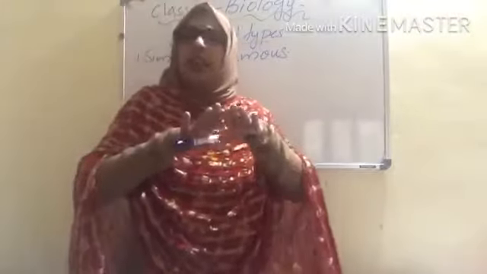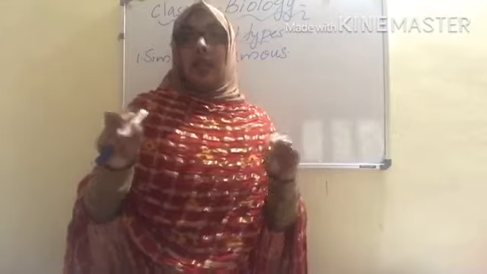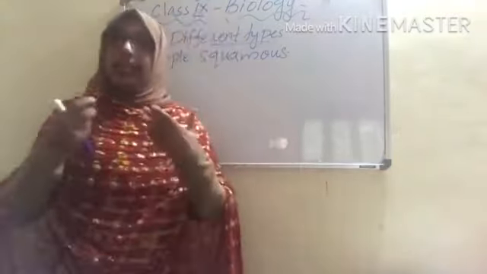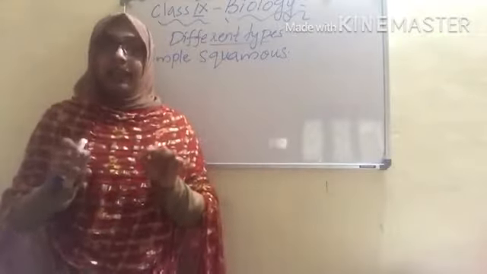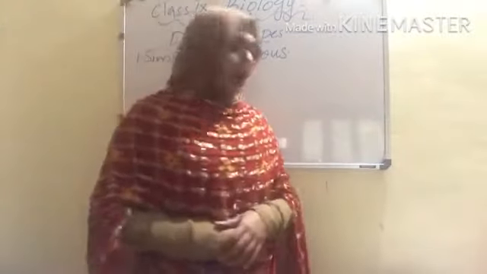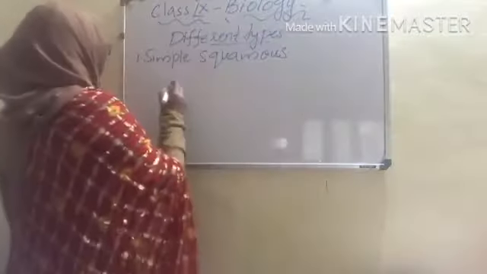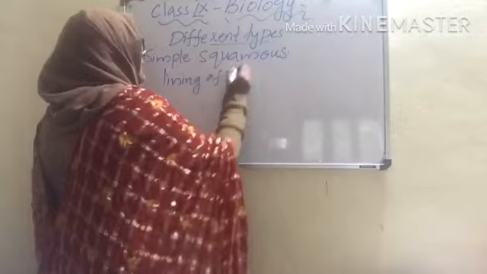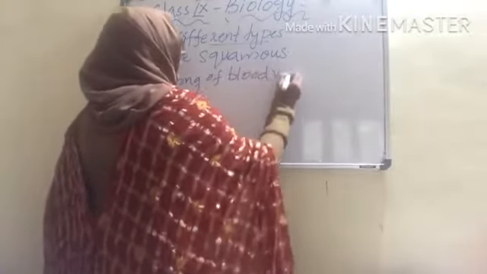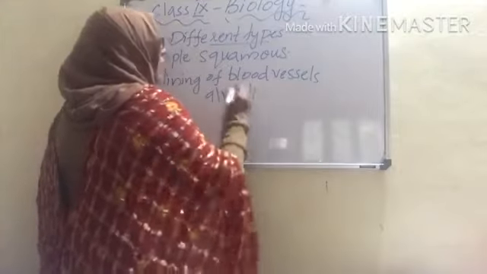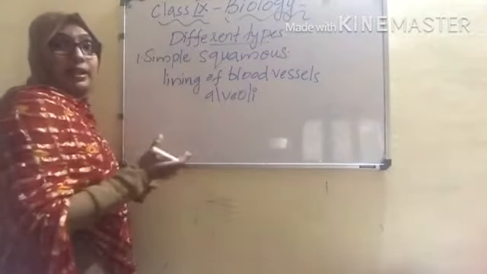They are extremely thin and flat, and they form the delicate lining. Wherever an organ needs a very delicate lining, this type of epithelial tissue is found inside that organ. Okay, so they are seen in the lining of blood vessels, then alveoli.